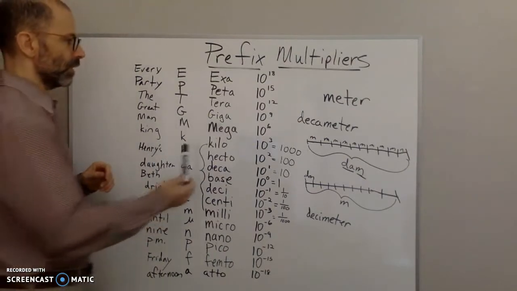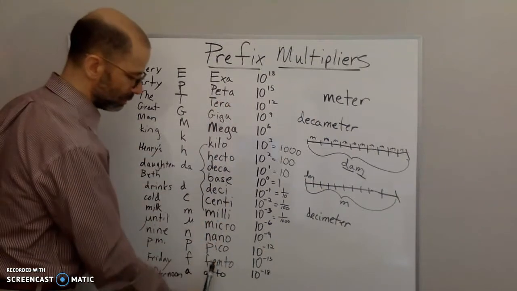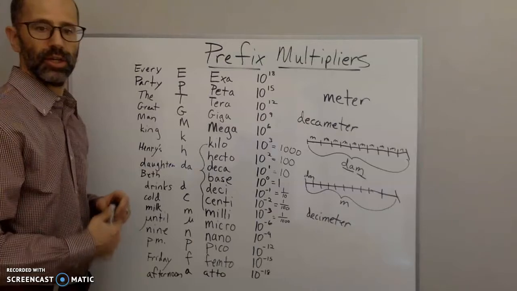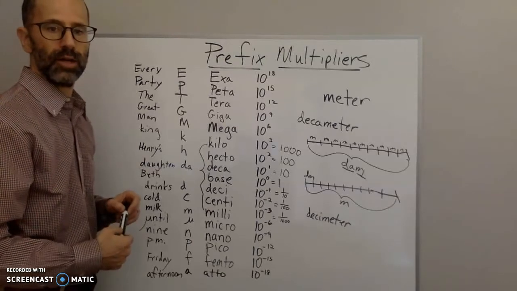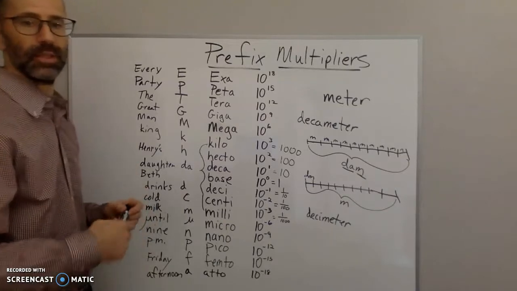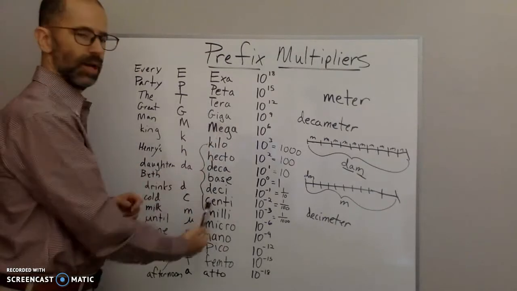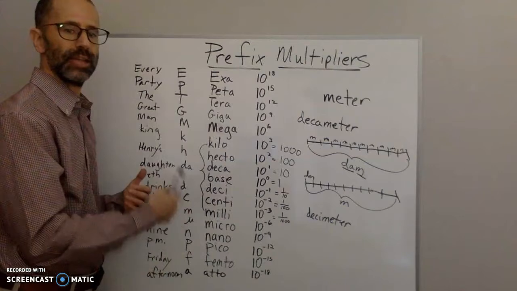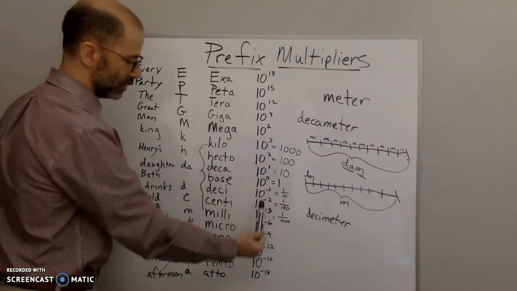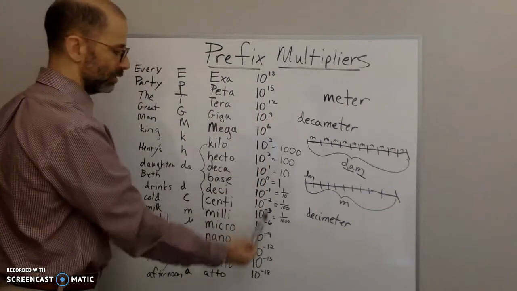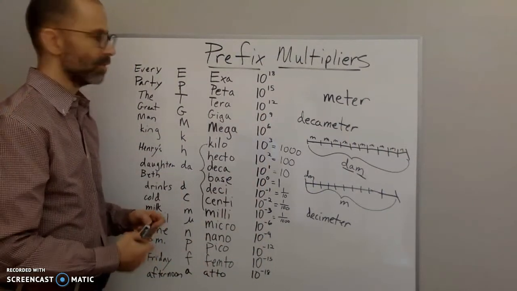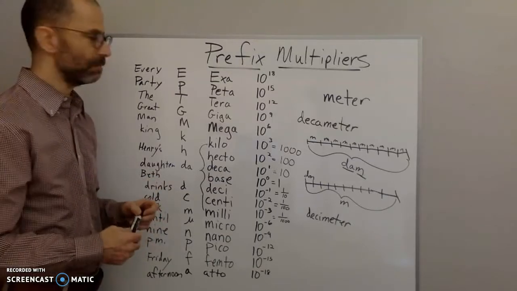So here these are the prefixes that you can add to the beginning of any metric unit. You can add it to meters, you can add it to seconds, you can add it to grams. Any metric unit you can add these prefixes to, and it will change that unit to a different unit, and it'll change it by whatever factor or multiplier is associated with that prefix. So let me give you a couple of examples.